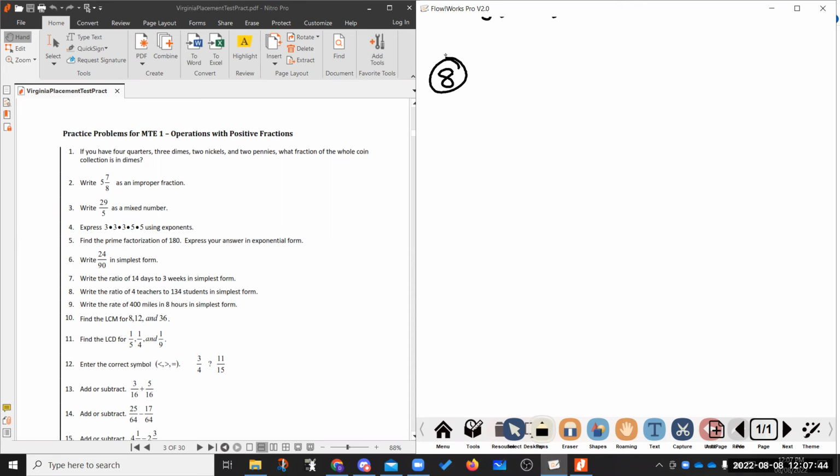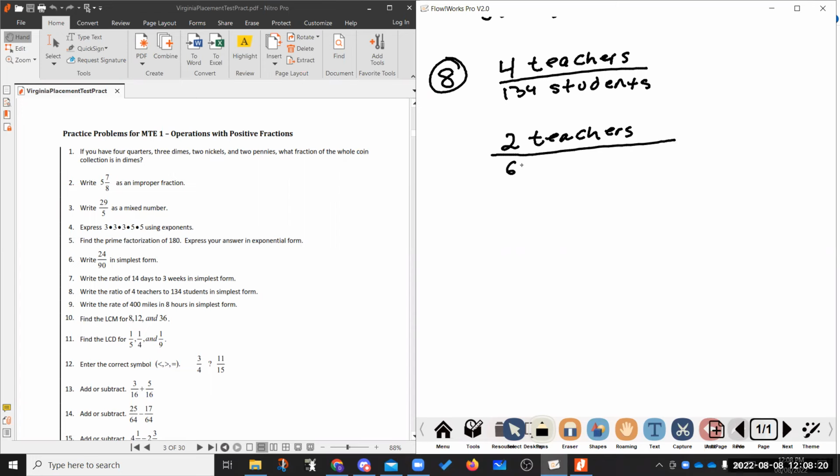Number 8. Find the ratio of 4 teachers to 134 students. Now, there is no equivalence here between teachers and students, so we're going to have to reduce. Both of them are even numbers, so I'm going to divide the top and the bottom by 2. That means that there's 2 teachers for every 67 students.